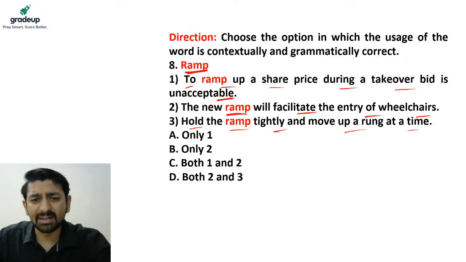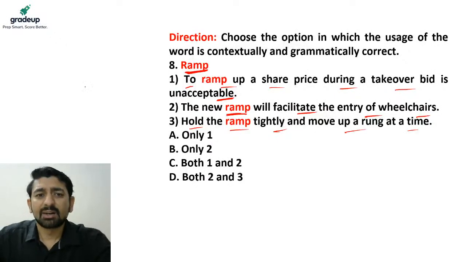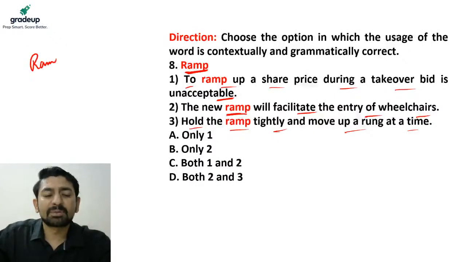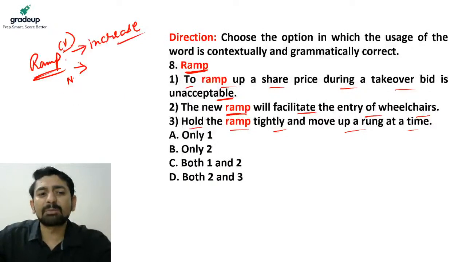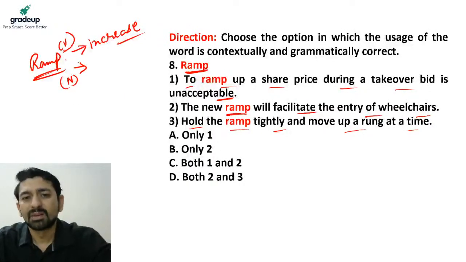I've started getting the answers for this one. Now, let me tell you the meaning of ramp. The meaning of ramp is actually increase. Ramp up means increase. So, ramp can be used as a verb. When you say increase, it's being used as a verb. Ramp can also be used as a noun.